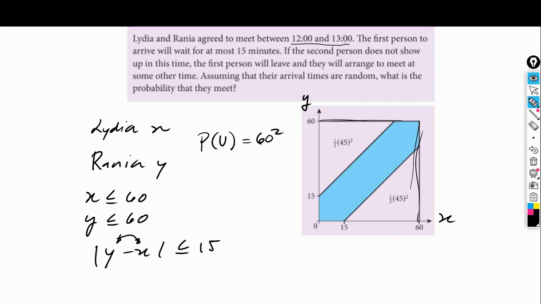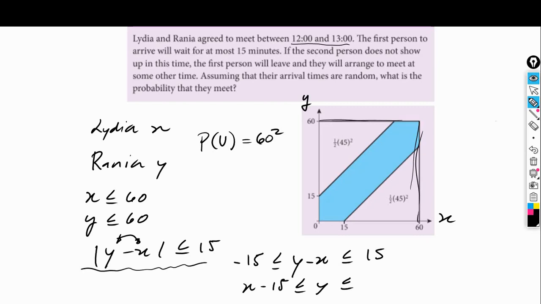Now, because of this condition, which is an inequality, notice that we can solve this by saying that y minus x must be greater than or equal to negative 15, but less than or equal to 15. And then solving this, we're going to get x minus 15 is less than or equal to y, which is less than or equal to x plus 15.